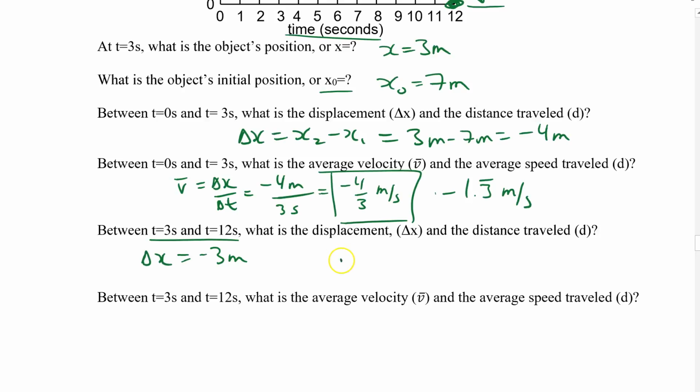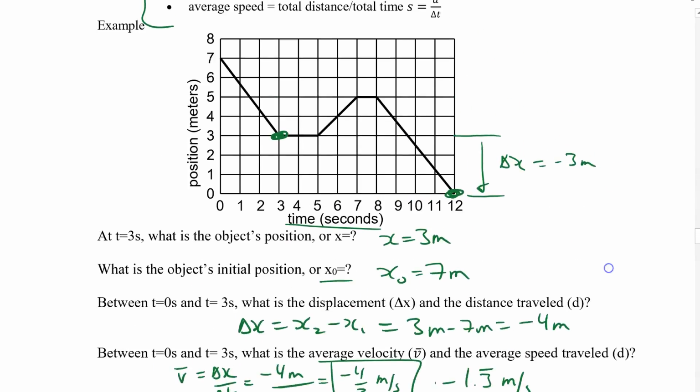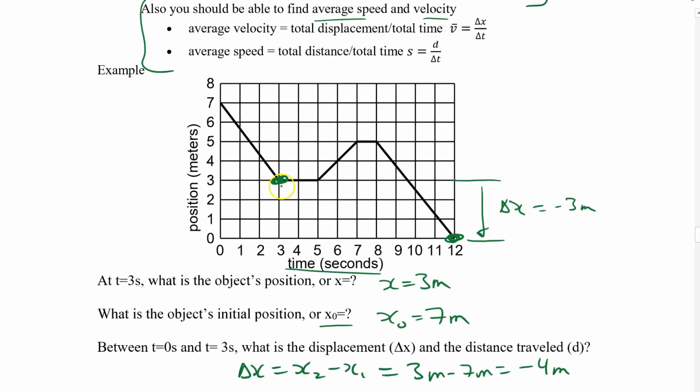Now my distance traveled, d, is actually a little bit harder to think about. Well, I'm not worried about direction. I'm saying, like, what would be my total path length here? So I started at 3, and then I went up to 5. So here I went 2. Okay, here I didn't go any because I stayed motionless.